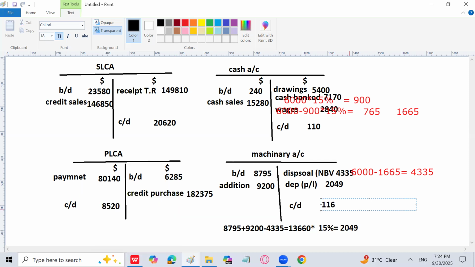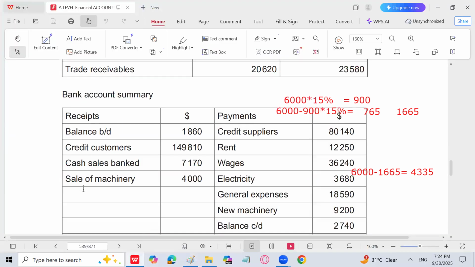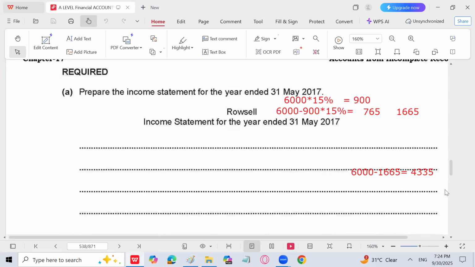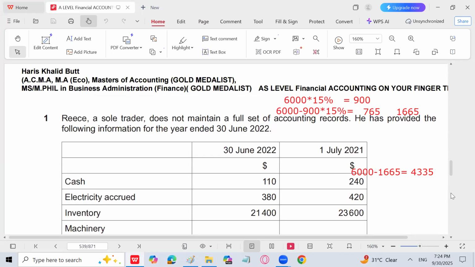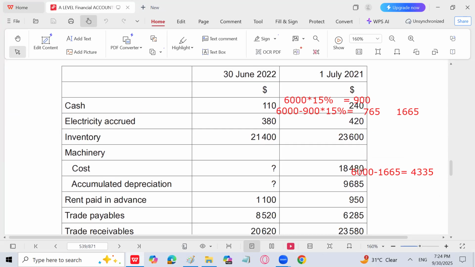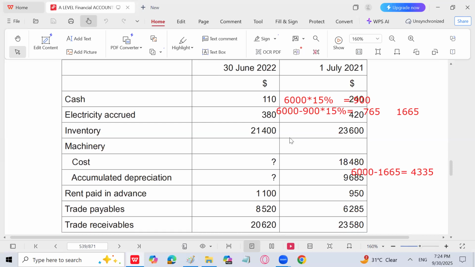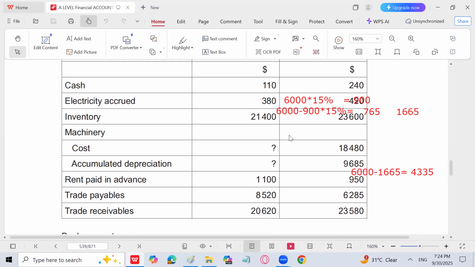11611. We are done with that, but still we can go for the calculation like this. I will show you how you will do that, which is very easy. See, the machinery 18480, that is the cost, plus addition 9,200, minus 6,000, the cost of the asset sold. If you prepare the asset account with the cost method, you will write brought down, 18480. Then you will write bank, which you have newly purchased, 9200. And then you will subtract the cost of the asset sold, that is 6000. You will get cost at the end.